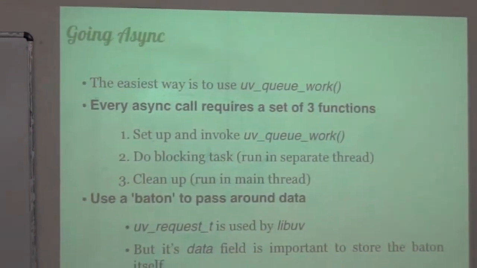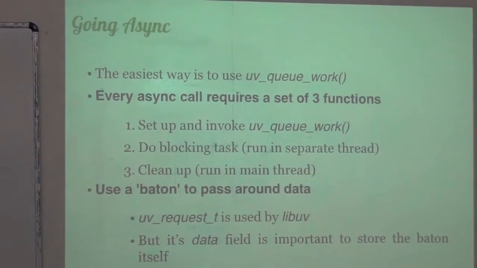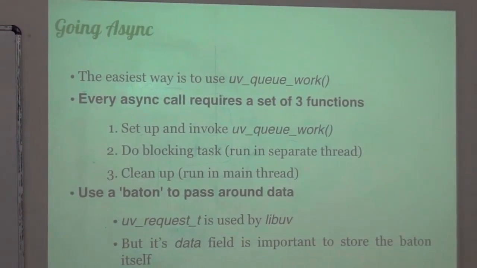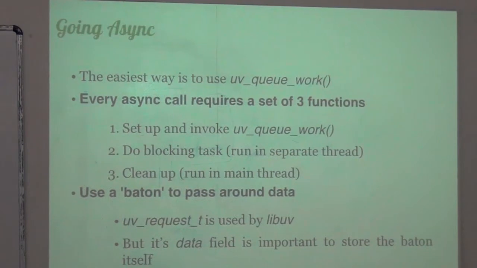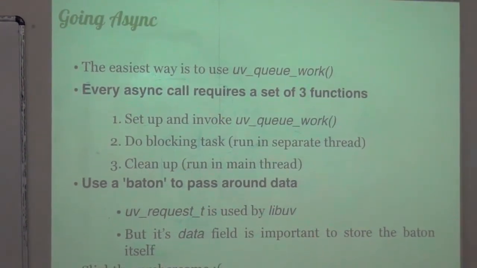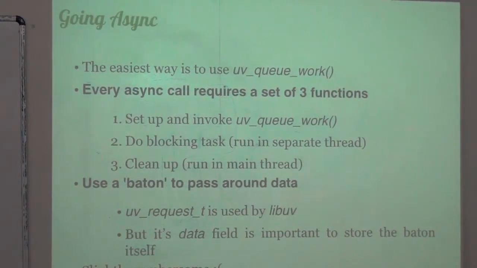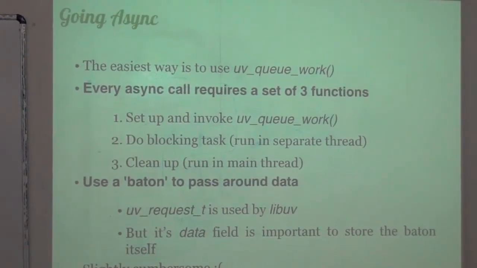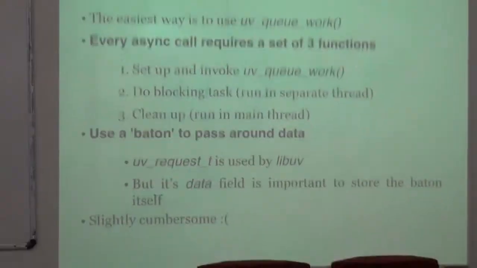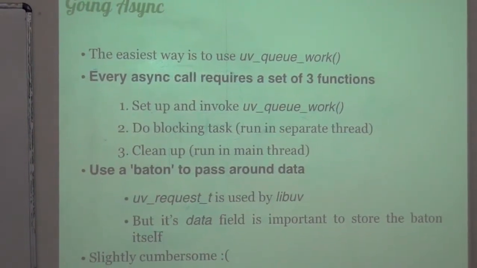So what is the problem we are dealing with when we want to go async? Most libraries are not designed to be non-blocking. So when you do file IO in normal C, you do open and then you read, write. Until the read finishes, let's say you're reading on a socket, until the socket actually sends data, read is going to block and your program is going to block. So most native libraries are not designed to be non-blocking by design.